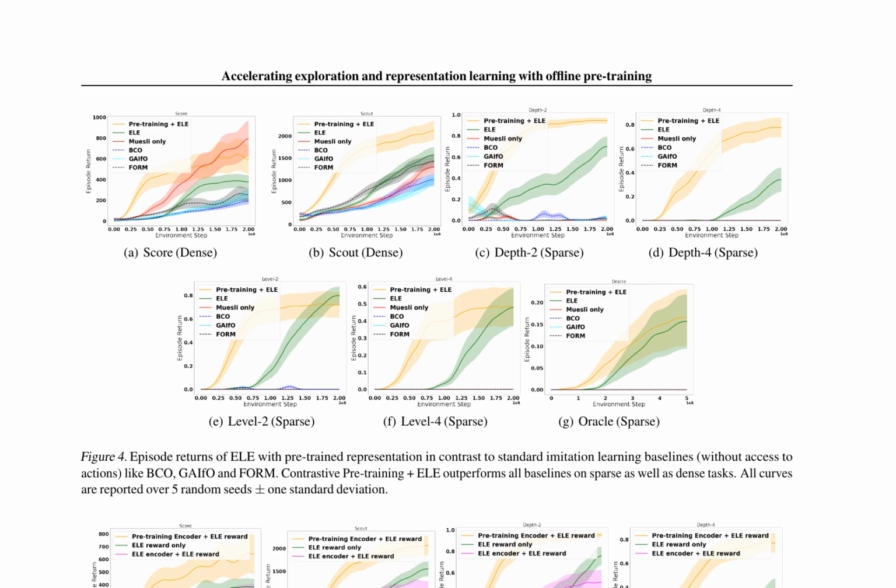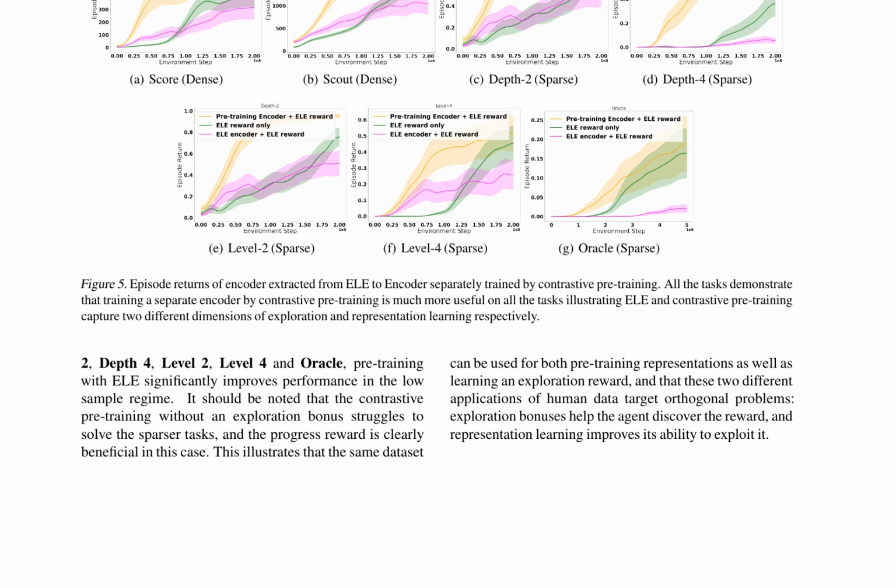Figure 5 further investigates the effectiveness of the encoder extracted from ELE, which is separately trained by contrastive pretraining. The results demonstrate that training a separate encoder by contrastive pretraining is more useful on all tasks, illustrating that ELE and contrastive pretraining capture 2 different dimensions of exploration and representation learning. The analysis reveals that pre-training with ELE significantly improves performance on tasks such as depth 4, level 2, level 4, and oracle, particularly in the low sample regime.